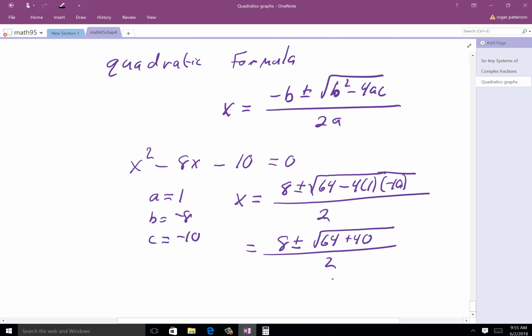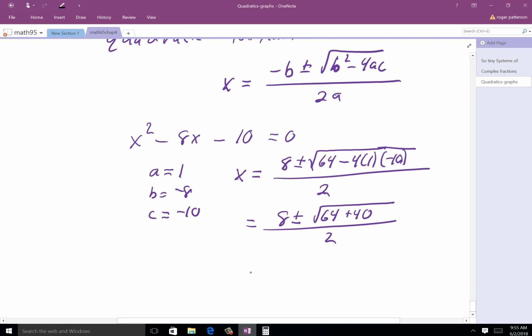Okay, so I'm plugging the numbers in. I took b and squared it in my head because that's what I like to do. 4 times 1 times negative 10. Now, we're going to finish this off by adding these up. Most of the time I'm happy with this number. You might say 8 plus or minus square root of 104 over 2.